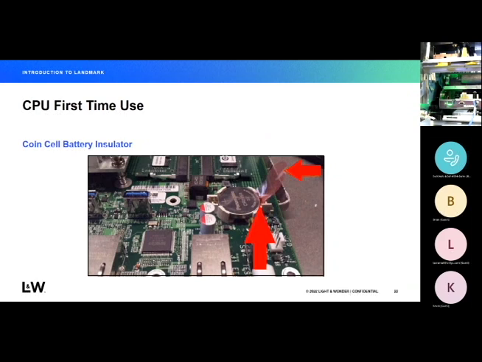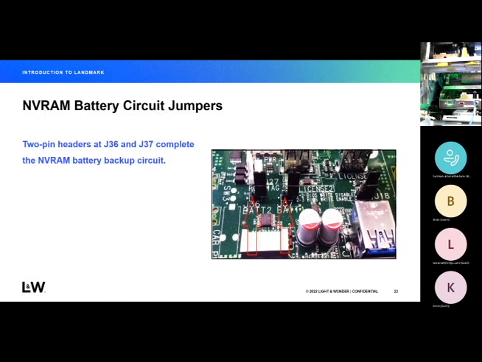This coin cell battery takes care of all of the non-volatile information, your clocks and things of this nature. So if you ever wonder why the clock never loses its information, it's because of this battery right here. Then we also have a bank of batteries located in the back of the CPU, and we'll talk about that one in a minute.